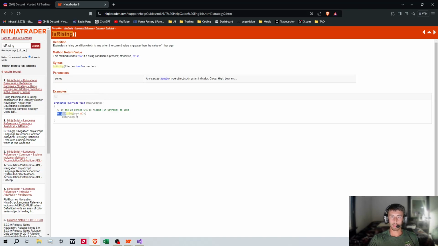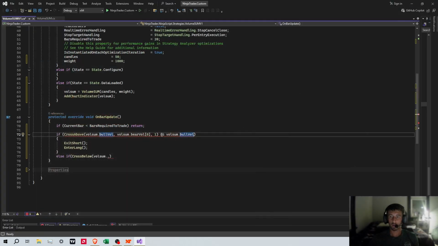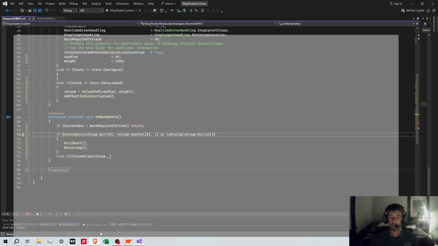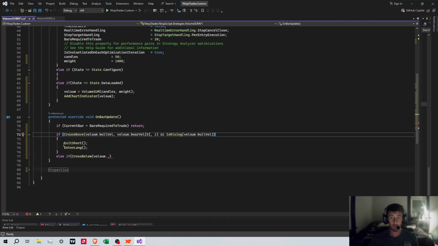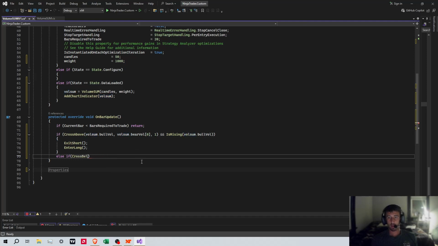It is rising. I'll put it in front, and is rising. Yeah, that just makes sure that it's rising, basically. Then we will interlog. Now we're going to do the exact same, but for sellers. So still crossing above.